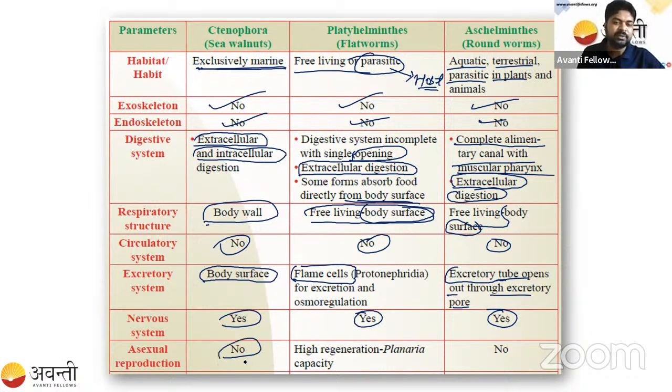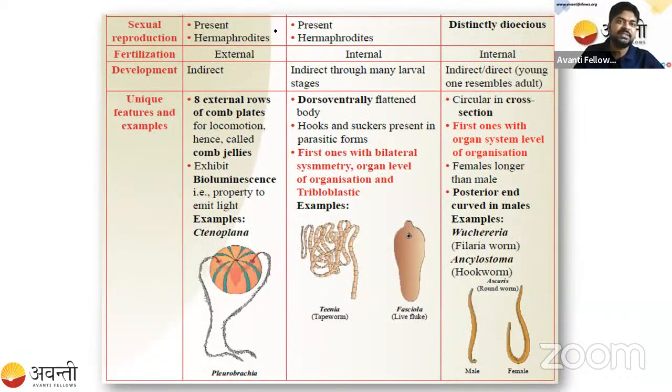Next, asexual reproduction does not happen here. Next, asexual reproduction happens in case of planaria. Okay, so planaria, you know, is the example of regeneration. Next one, asexual reproduction does not happen in the roundworm. Okay, so here you can see sexual reproduction happens. Again here sexual reproduction happens, and they are hermaphrodites.